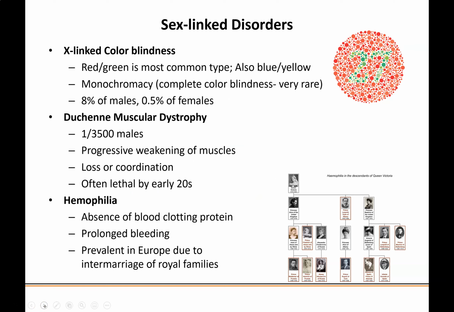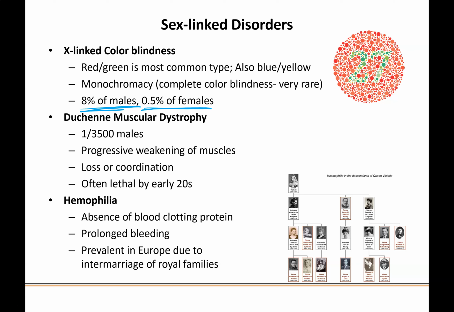So there are quite a few well-known sex-linked disorders. The most common is X-linked colorblindness, the most common type of which is red-green colorblindness. You can also have blue-yellow. And then there's another kind called monochromacy, which is complete colorblindness. This one's really rare. But you can see here, X-linked colorblindness occurs in about 8% of males, but only 0.5% of females. Again, that's because males only need one recessive copy in order to show that trait.